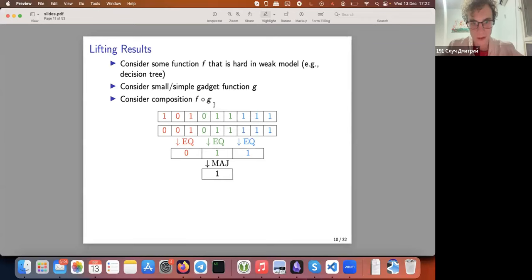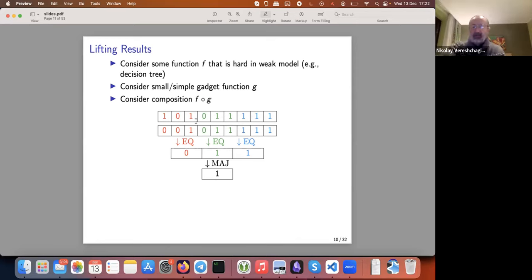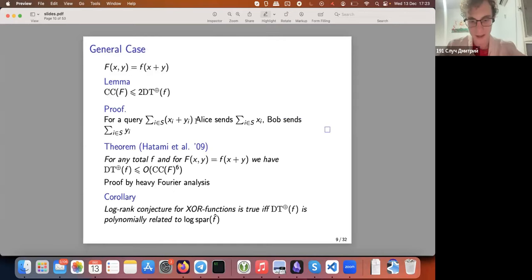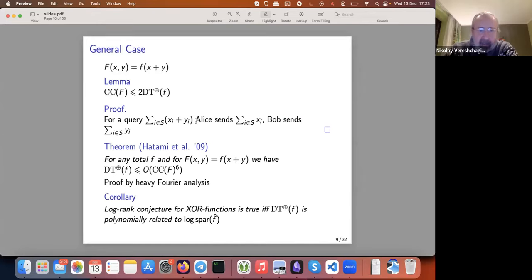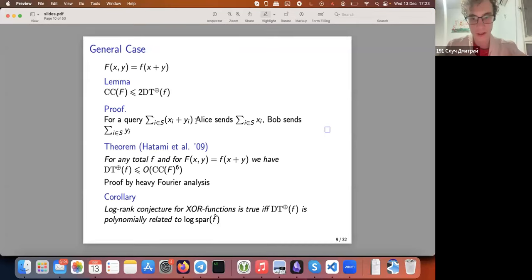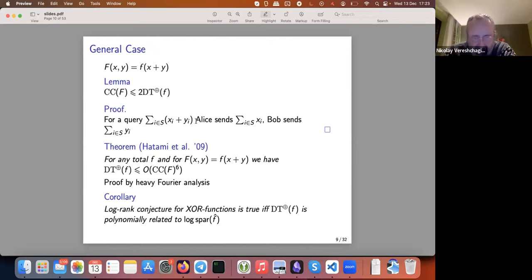I told about composition of functions. It works like here on the picture. Here we can... Wait a bit, because you are talking very fast. Can you switch to the last slide? Yeah, I'm sorry. So the log-rank conjecture for XOR functions is equivalent to a similar conjecture for decision tree complexity, right? Yeah, for decision trees with these XOR queries.